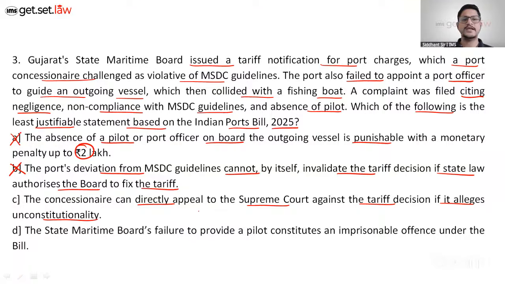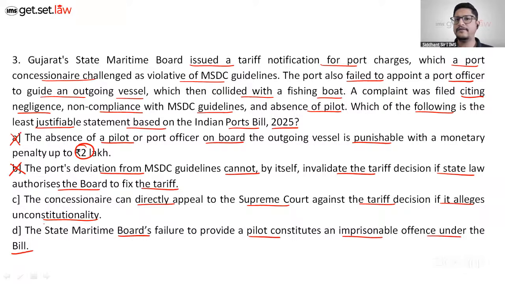Now, what is basically given is that there could be a penalty, okay, there could be a deviation from the guidelines. We need to identify the less justifiable statement based on the bill. Less justifiable means that these options could be justified at some given point of time, but these are not the correct options. Okay. So if we say directly appeal to the Supreme Court, that could be the answer because it mentioned the High Court, but for a tariff decision, because the bill is at the center, you can definitely go to the higher authority. But then it says the board's failure to provide a pilot constitutes an imprisonable offense under the bill.